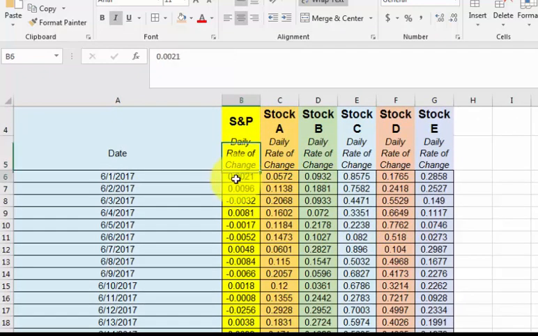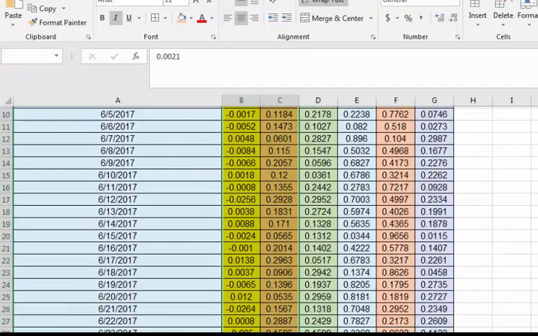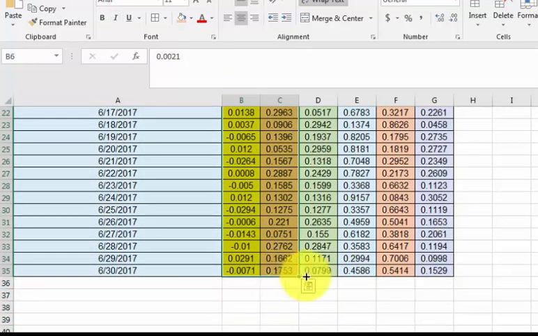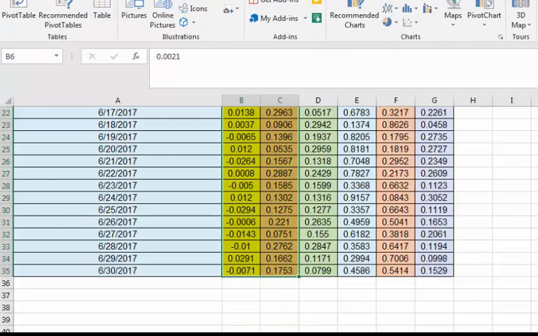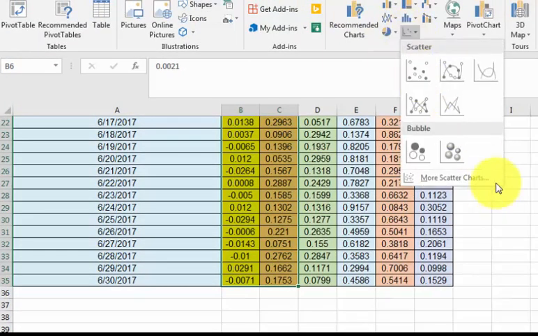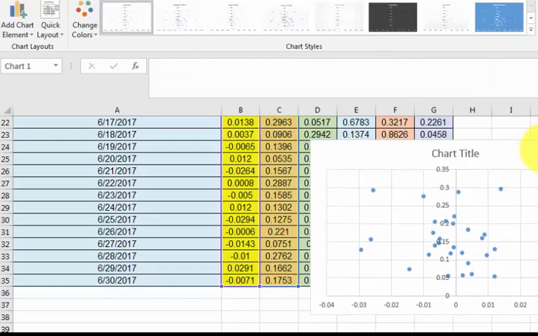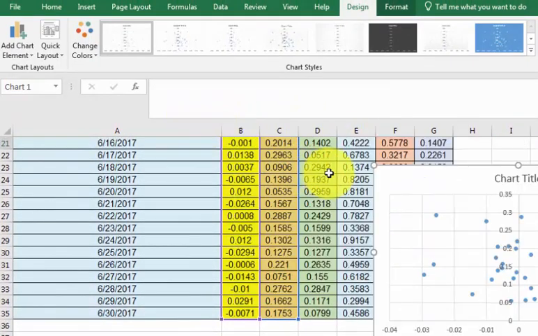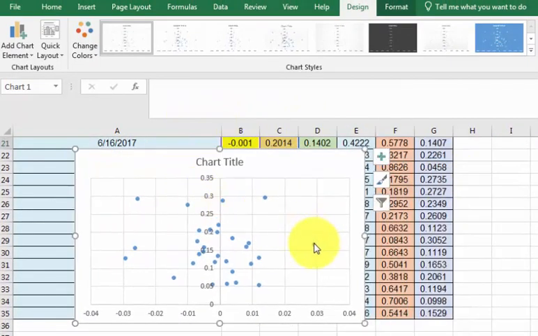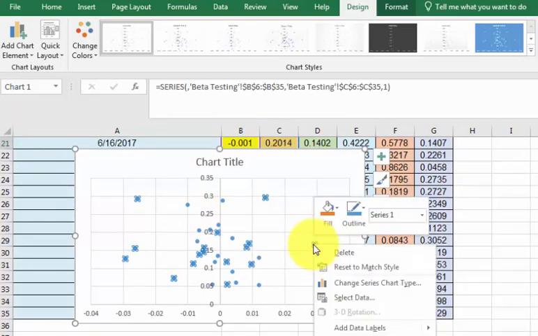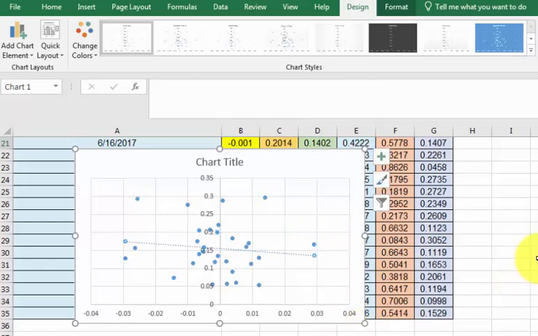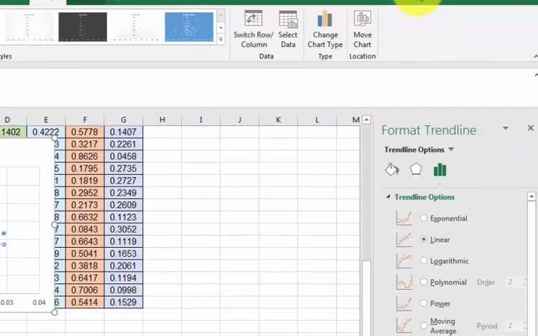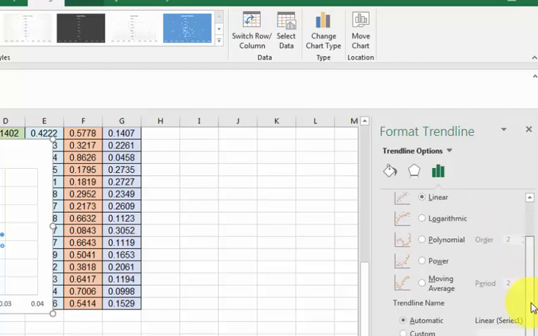All we're going to do is make a scatter plot first. So let's highlight, insert, scatter plot. There's our scatter plot. Right click any point, and then we're going to add the trend line. And then you get this gray box over here, and you're going to scroll down to the very bottom.